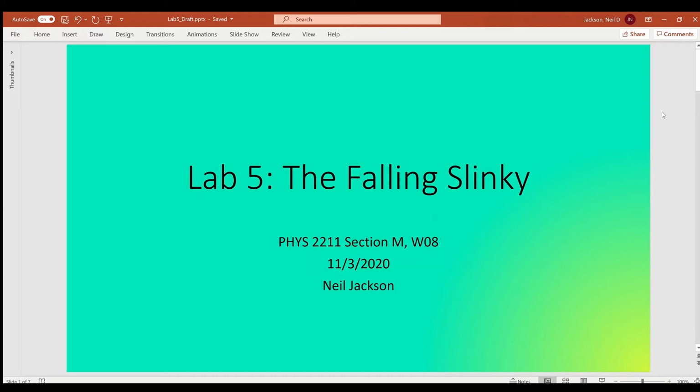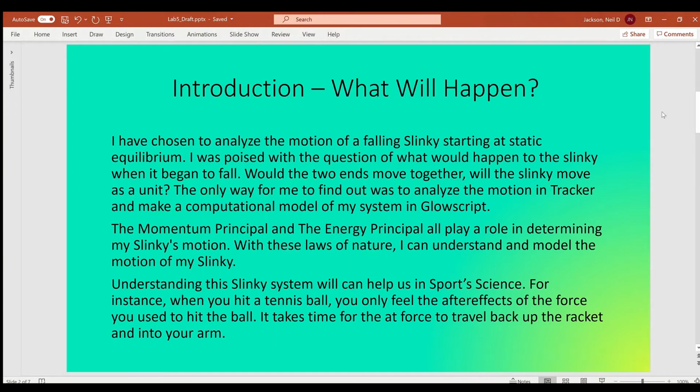Hello everyone, my name is Neil Jackson, and for the fifth lab I will be analyzing the motion of a falling slinky starting at static equilibrium. I'm going to be using the momentum principle to track the system's momentum, velocity, acceleration, and position, and I'll be using the energy principle to compare the system's kinetic and gravitational potential energy.